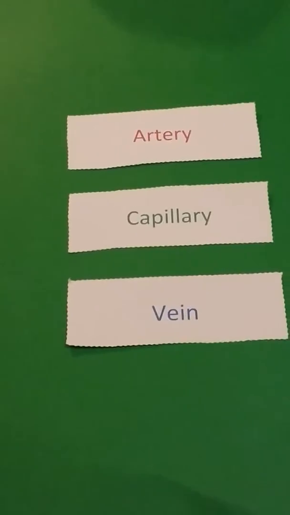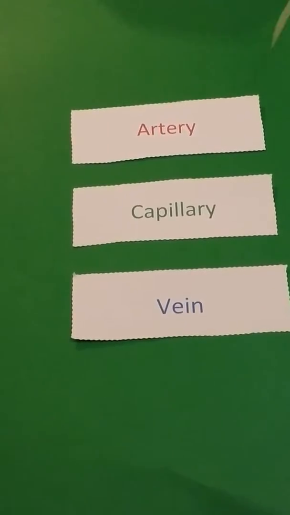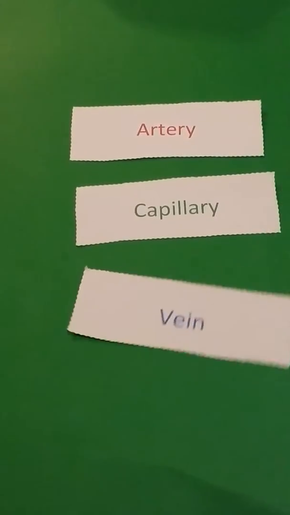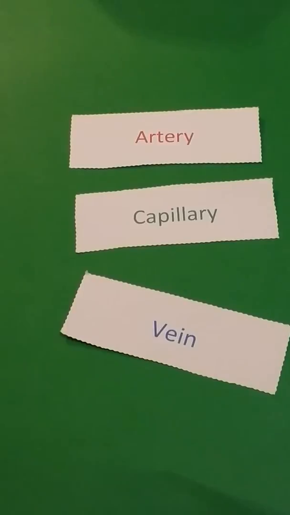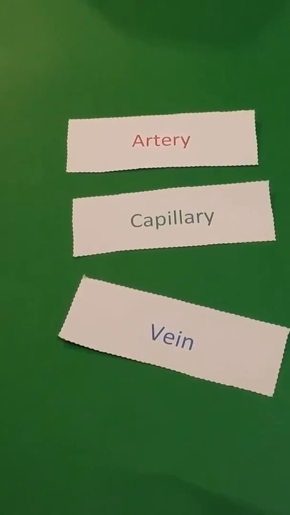The walls of the blood vessels consist of up to 3 layers: the tunica externa, the tunica media, and the tunica intima. The similarities between the artery, vein, and capillary are as follows. They each transport blood, they each have a lumen, and they each have an endothelium.